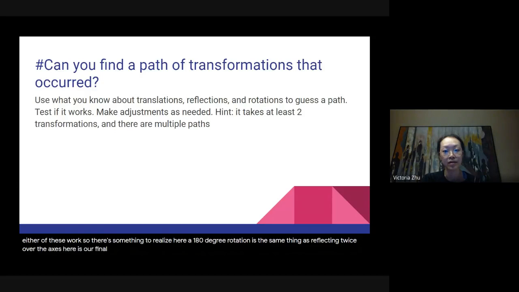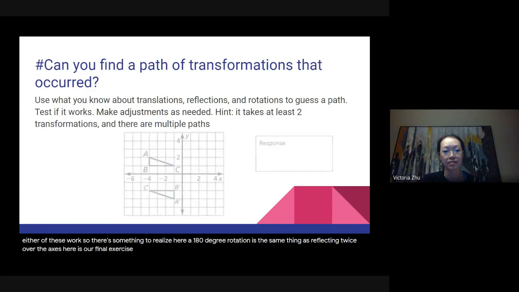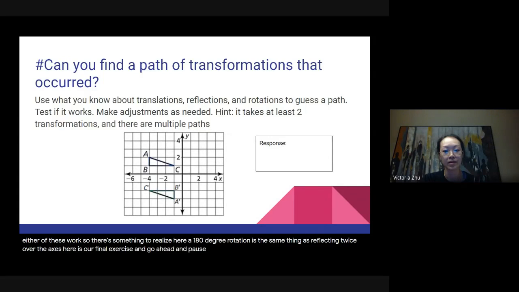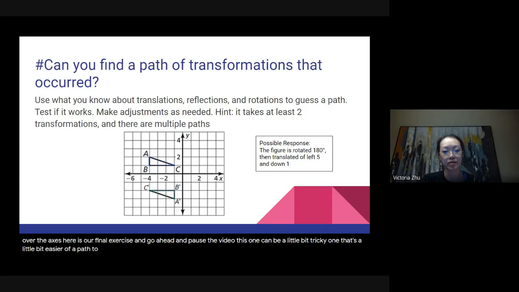Here is our final exercise. And go ahead and pause the video. This one can be a little bit tricky. One that's a little bit easier of a path to see is a rotation of 180 degrees. Then translate it left 5 and down 1. And again, there are different paths you can take. Maybe yours also work and that's different from mine.